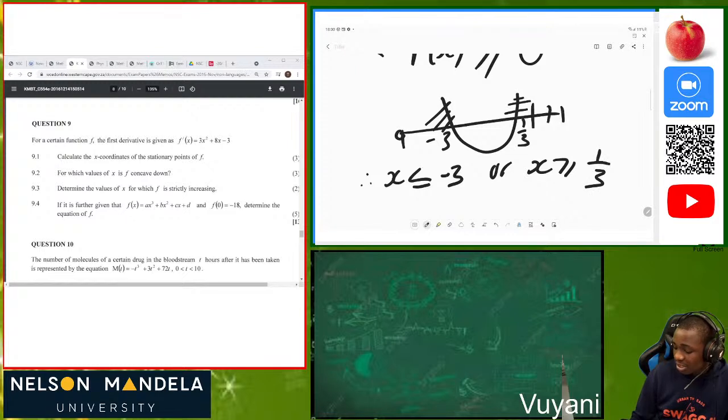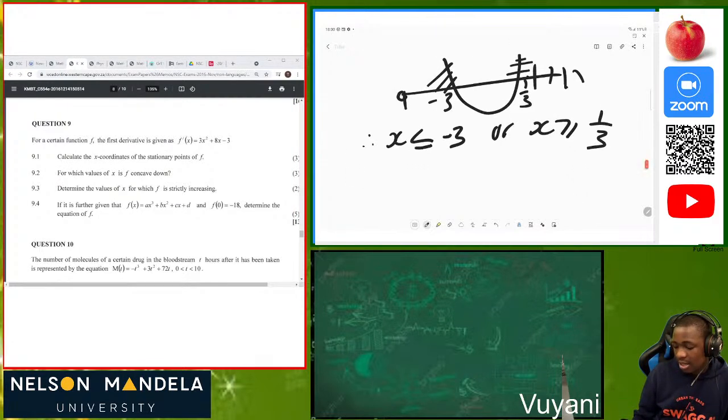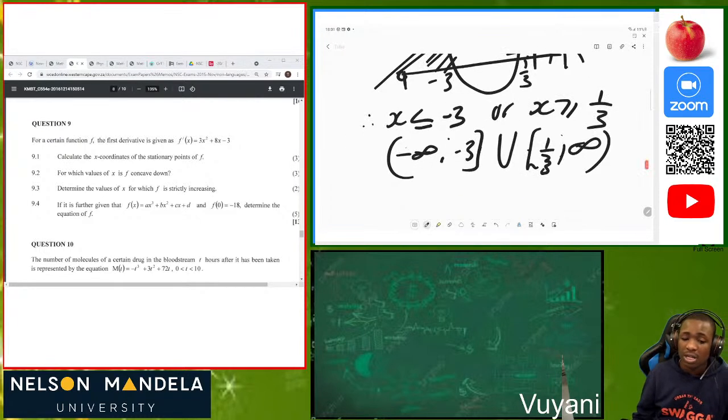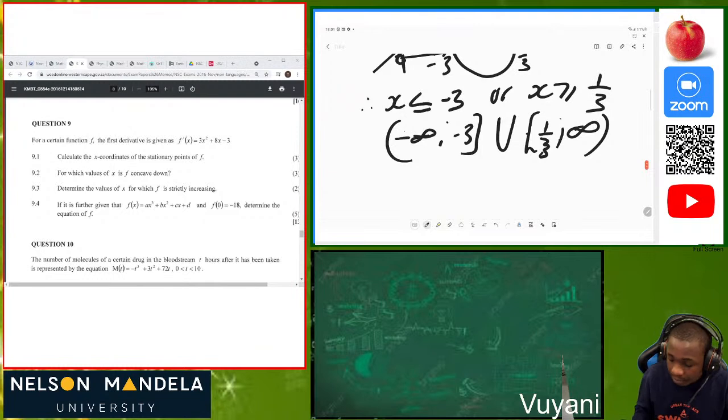So for all values which are greater or equal to 1/3, the function will be strictly increasing. And when it's less or equal to -3, the function is strictly increasing. This is also, guys, the same as from -infinity to -3, but check, it's an including bracket, union, which is or, from 1/3 to infinity. So those are the two solutions of our answer.